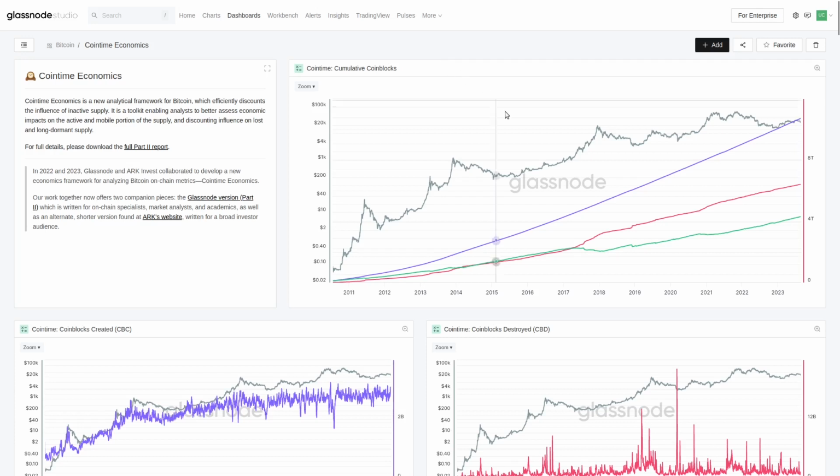So we have 3 different components. Coin blocks created, which is literally every block height, whatever the circulating supply is, we have that many coin blocks added to the cumulative. We have coin blocks destroyed, which is every time a coin is spent, all of that health bar up to that point, that coin time, is spent and destroyed. And whatever's remaining, coin blocks created minus coin blocks destroyed, gives us the coin blocks stored. That's the economic energy still in the system.